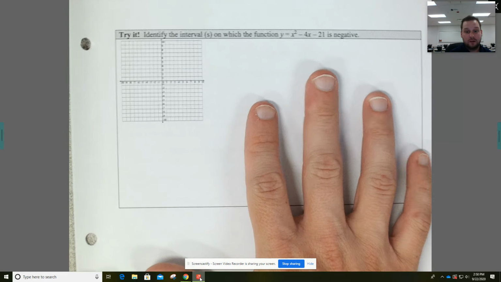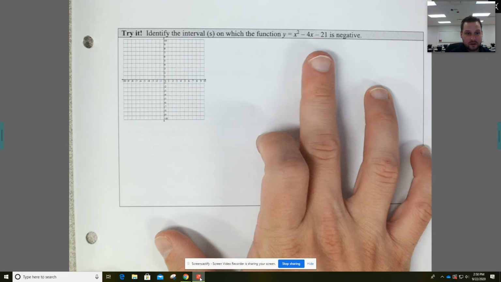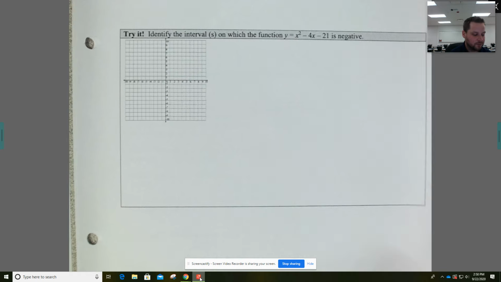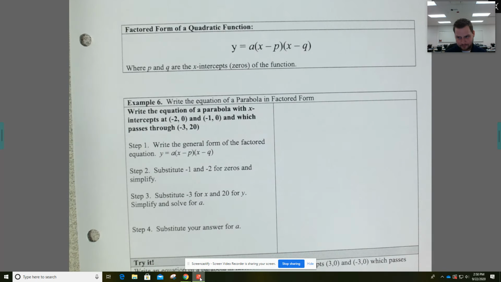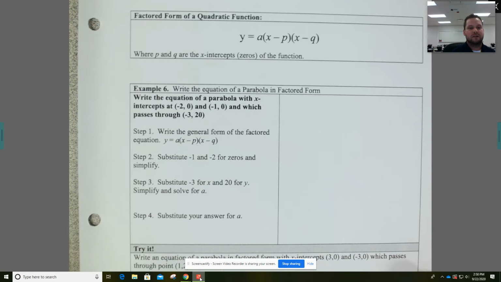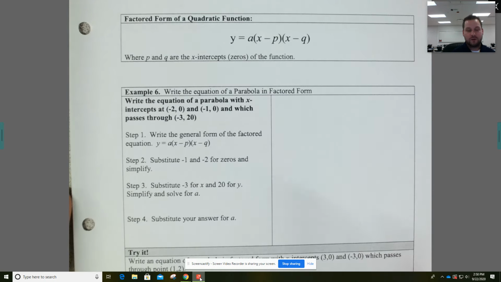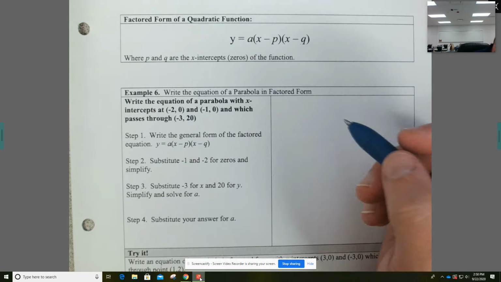So same deal. You're going to factor, set equal to 0, and go from there. The second type of problem, and the last type of problem we're going to look at today in section 2-3, is factored form of quadratic. So we've talked about vertex, we've talked about standard. Today we're going to do factored form. And you're going to be asked to write an equation. Okay, we're going to try to keep it pretty simple.